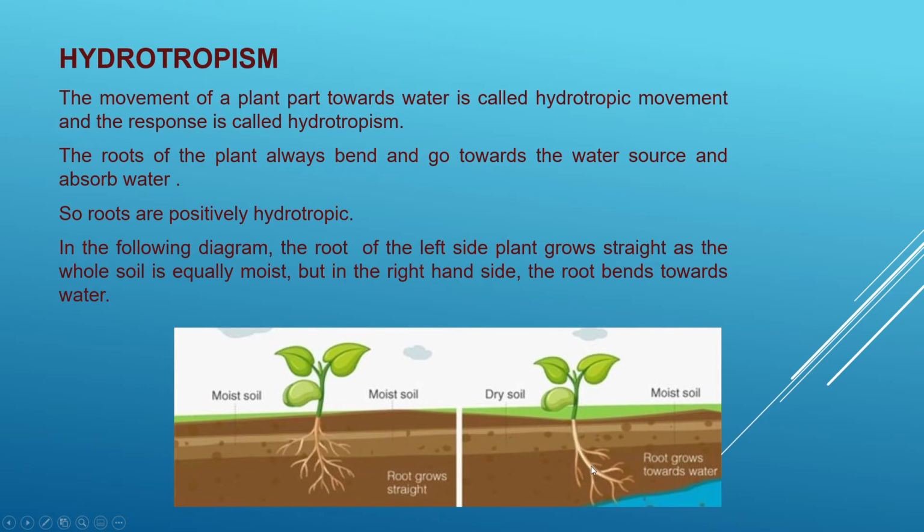So roots grow towards the right hand side because of the water, because they need water, and the roots absorb water from the right hand side soil, because the left side soil is totally dry. The movement of any plant part towards water is called hydrotropic movement. Roots are positively hydrotropic. That means from whichever direction water is coming, roots grow towards that direction. So that is called hydrotropic movement or hydrotropism.